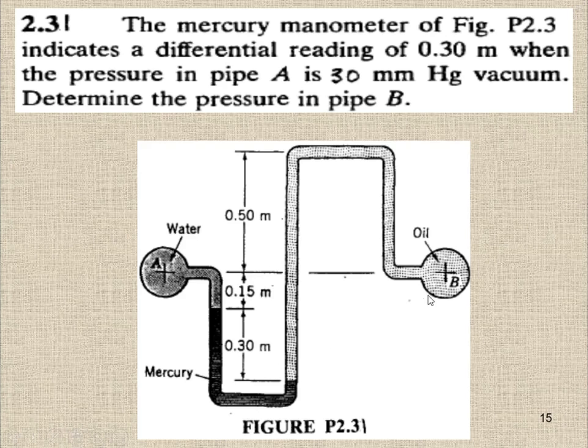So how will this equation balance? PA is given, but it is 30 millimeter of Hg. We have to convert it into height of the column, that is, meter of Hg.